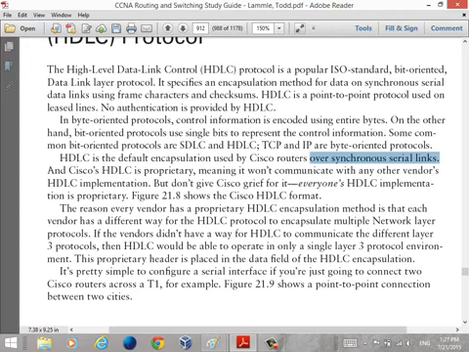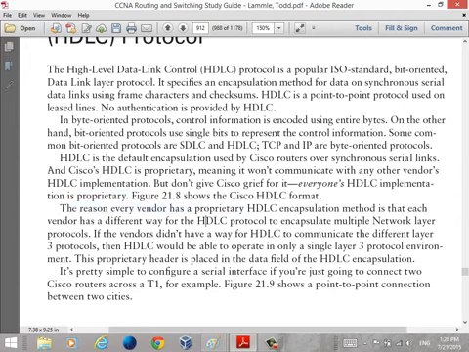Next line, next paragraph. But don't give Cisco grief for it. Everyone's SDLC implementation is proprietary. What is it trying to say? Everyone's HDLC implementation is proprietary. It means if I have a Juniper router and a Cisco router, I cannot run HDLC encapsulation between them. Why? Because Juniper is using its own HDLC, Cisco is using its own HDLC. This thing is clear? Next thing.